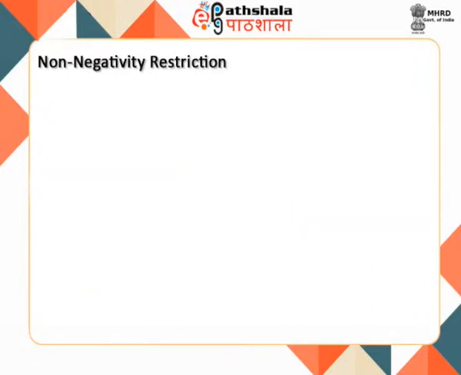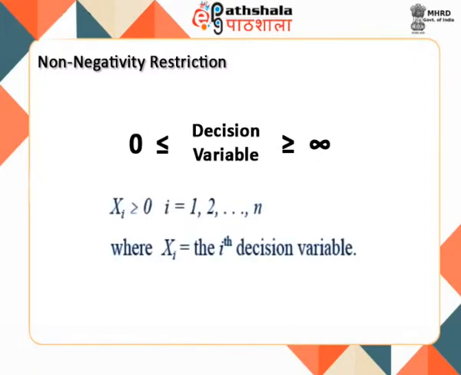Non-negativity restriction states that decision variables can take any value between 0 and infinity. That is, decision variables are restricted from taking any negative value. It provides bounds to the decision variables and can be written as, say, non-negative restriction on xi. It can be written as xi greater than or equal to 0, where i ranges from 1 to n. This inequality implies that x can take any value equal to and greater than 0. Therefore, it cannot take any negative values.